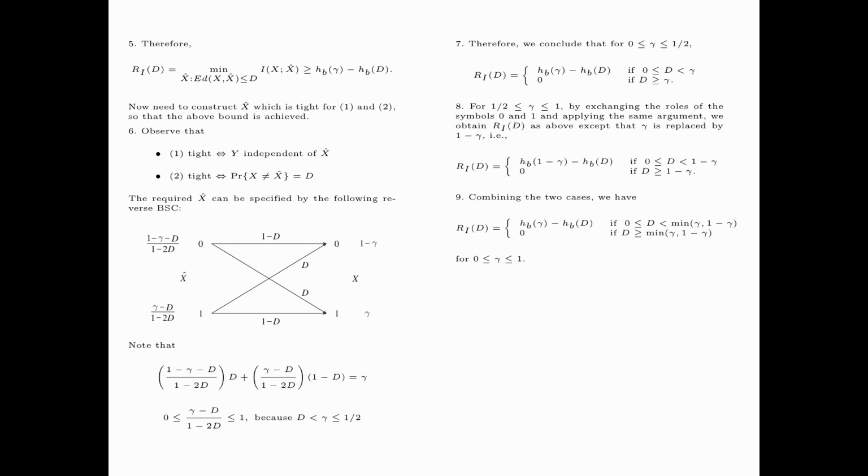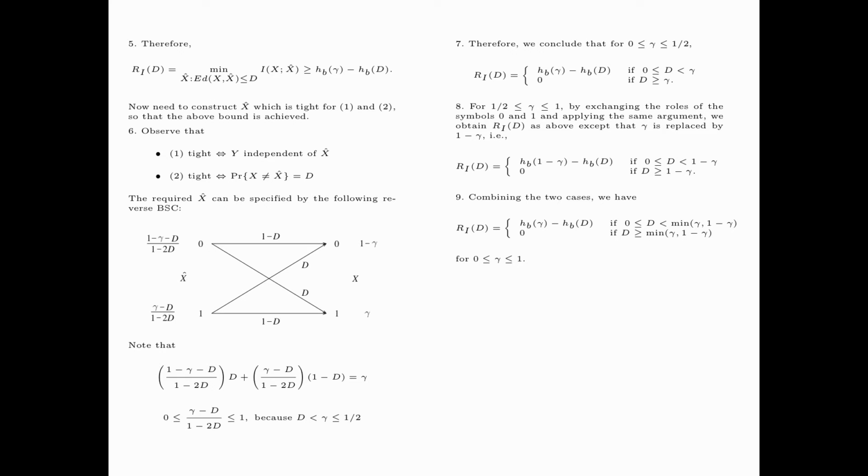Instead of writing out the expression for R_I(d) for two different cases, we actually can combine the two cases and obtain R_I(d) equals h_b(gamma) minus h_b(d) if d is between 0 and the minimum of gamma and 1 minus gamma, and is 0 if d is greater than or equal to the minimum of gamma and 1 minus gamma, for all gamma between 0 and 1.